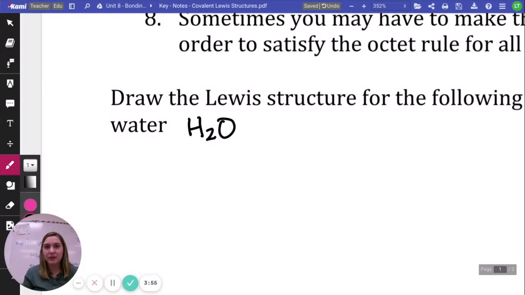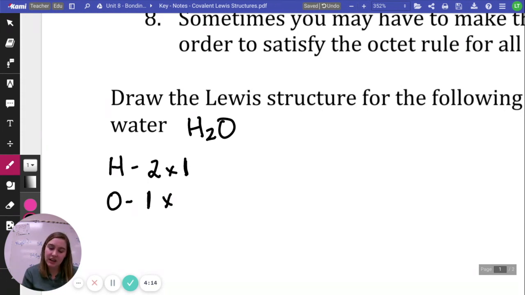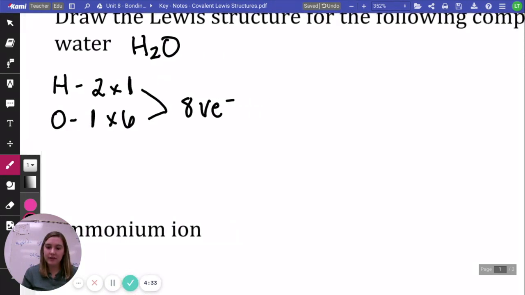Okay, so step 1 is we want to calculate all of our valence electrons. So we have hydrogen. We have 2 hydrogens, and each hydrogen has 1 valence electron since they're in group 1 on our periodic table. Then we have oxygen. We have 1 oxygen, and each oxygen, it's in group 16, so each oxygen has 6 valence electrons. And then we're going to add those up to get our total number of valence electrons. So 2 times 1 plus 1 times 6, 2 plus 6, gives me a total of 8 valence electrons to work with. Okay, so we have 8 valence electrons here.